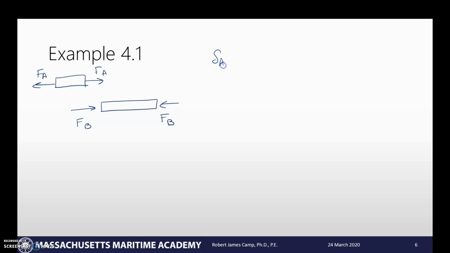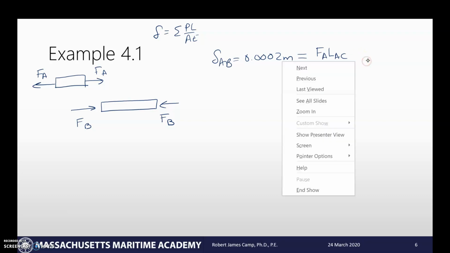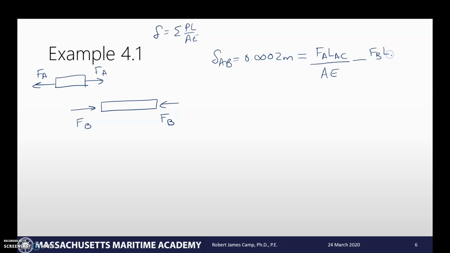Let's start out with my compatibility equation. So I know from A to B, the most deflection that I can have is 0.0002 meters. And so how do I calculate that out? Remember, deflection is equal to the sum of all the PL over AE. And so that's going to be the force in A over the length over which it is applied. So that internal force is FA times L_AC divided by the area times the modulus of elasticity. Now, in that second one, we've got compressive. Since it's compressive, it's negative FB L between B and C over area modulus of elasticity. Now, this one is kind of nice because they all use the same area and modulus of elasticity. So I'm just going to multiply that through to make the math a little bit easier.